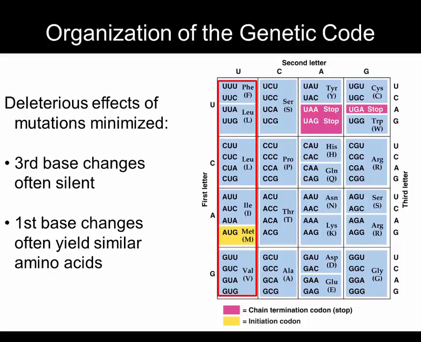Note that most of the hydrophobic amino acids are all in this column. A mutation in the first base of any of these codons will result in one hydrophobic amino acid being replaced with another, so the effect on the protein is likely to be small.